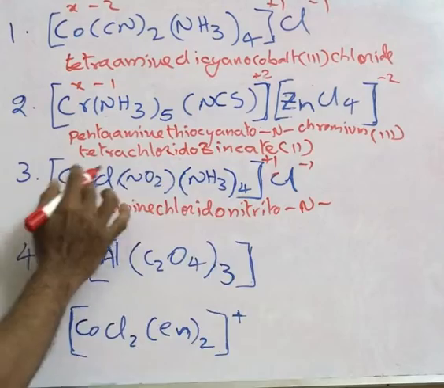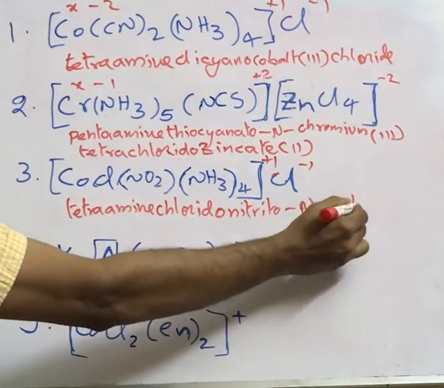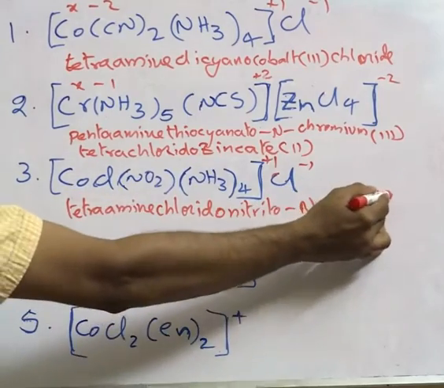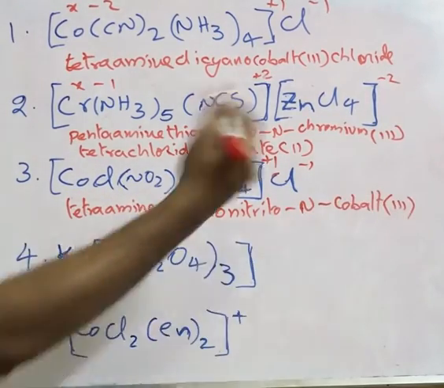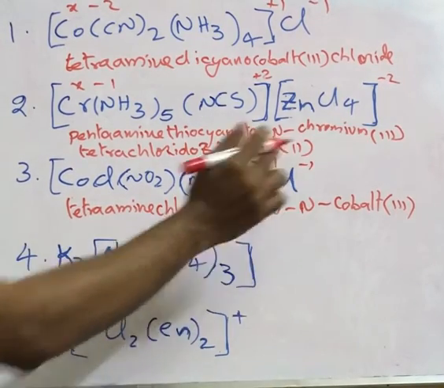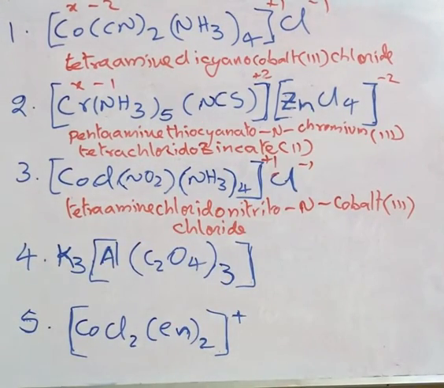Then this is cobalt. The oxidation state we said is 3. Chloride at the end, you write chloride, because chloride is the anionic part of this. Like this we can name the compound.